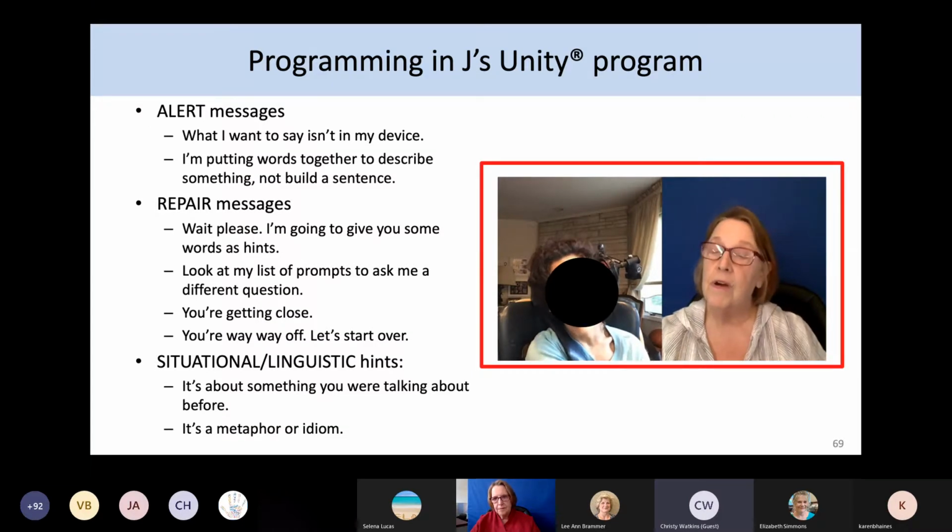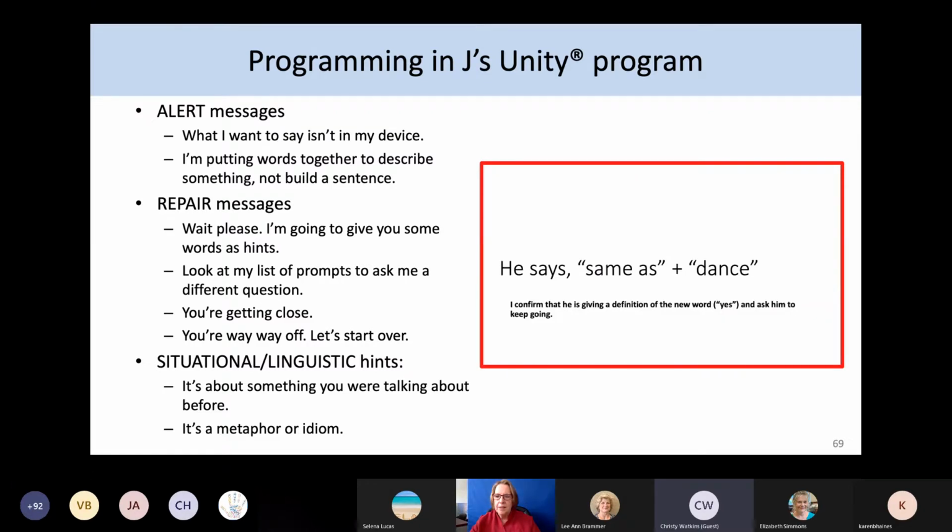All right, well, that's wonderful that you give me that hint, that what you want to say is not in your device. So that means you've got to use one of your other strategies. He says, same as plus dance. I confirm that he is giving a definition of the new word. He says yes, and I ask him to keep going. Then he says, part of word and discuss.